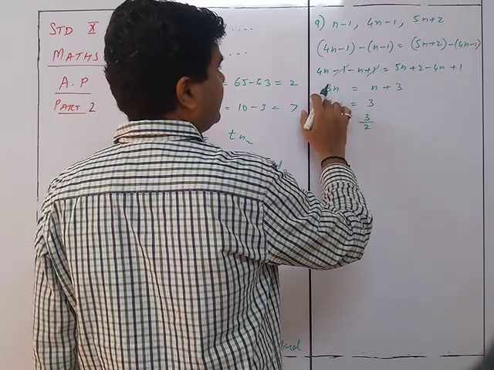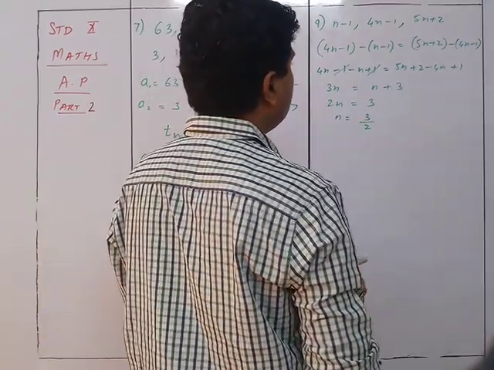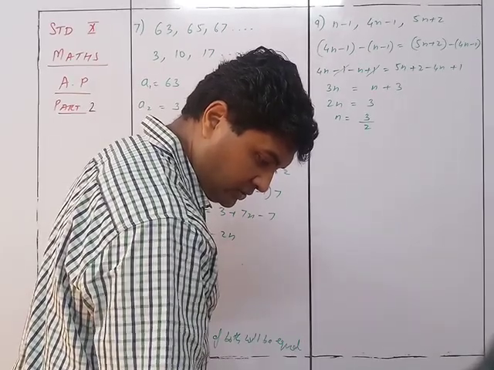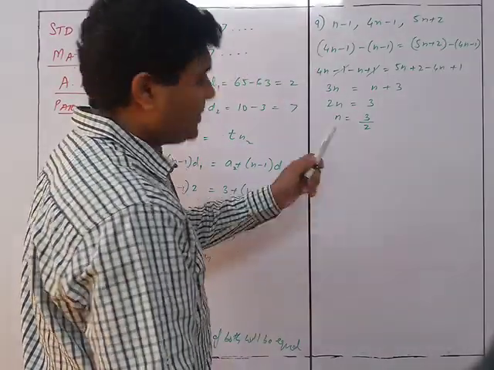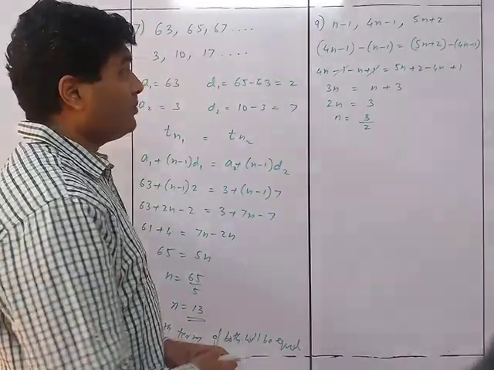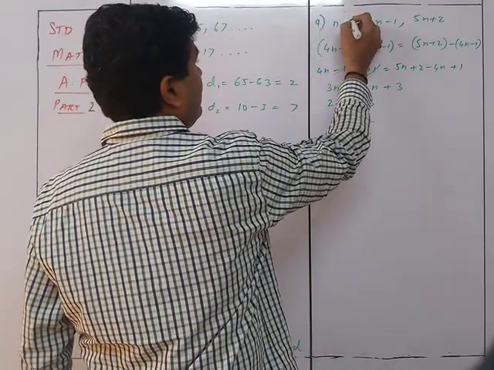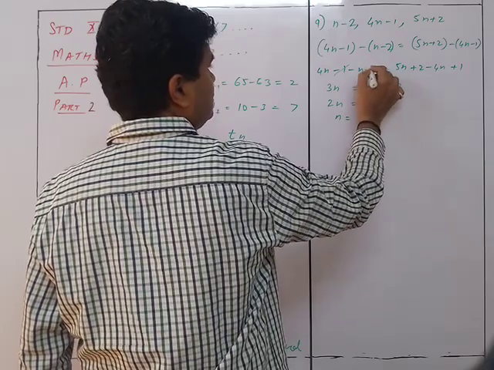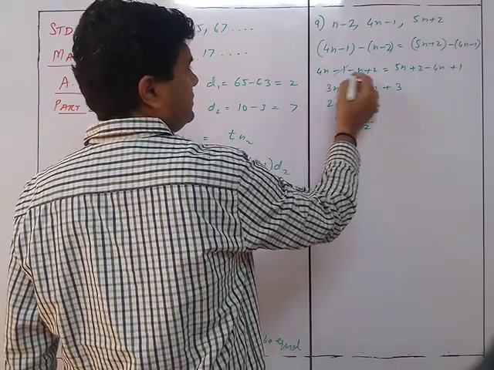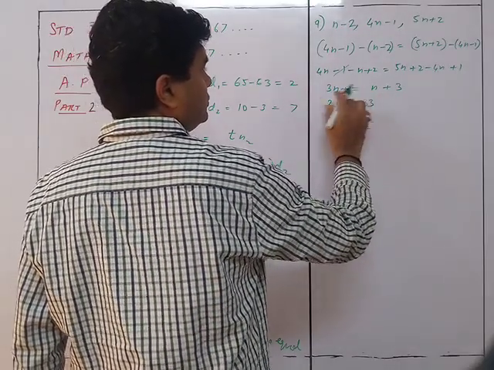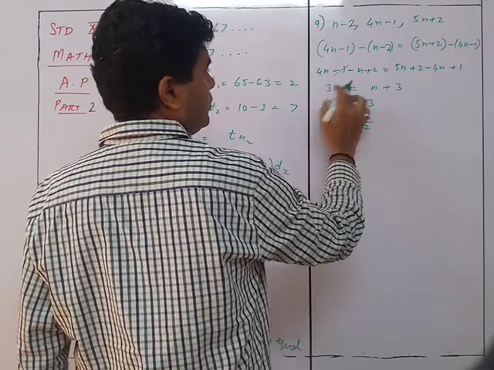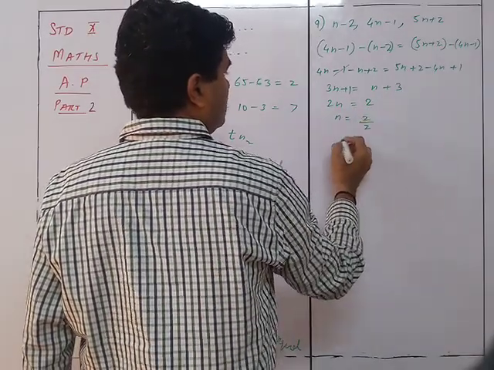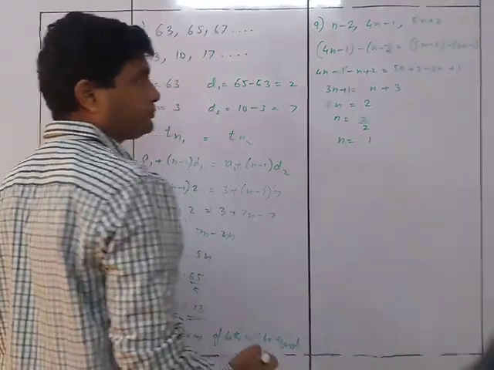4n minus 1 is 3n. One sec, let me check the question. 4 minus 2. I told you I am making a lot of mistakes today. 4n minus 2, so this is 2 over here. So this is plus 2. So this is 3n plus 1. So when it comes here, it will be 2n and this will be 2. So therefore this will be 2. So n is equal to 1.